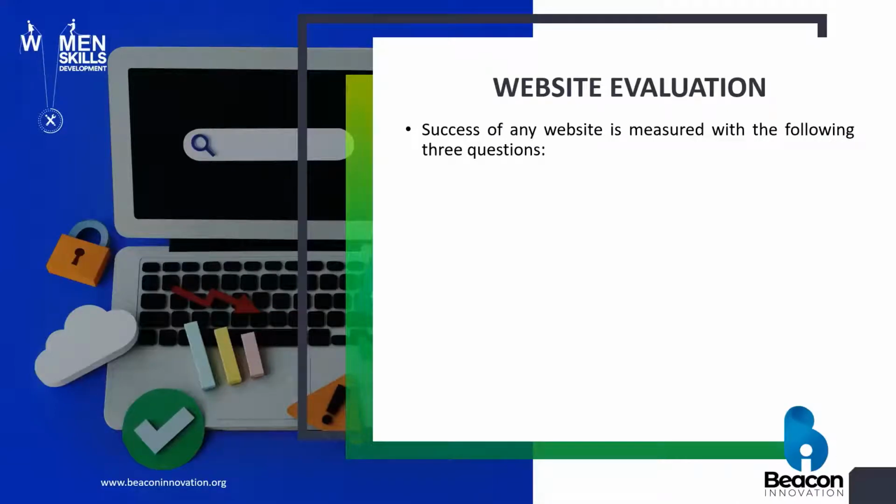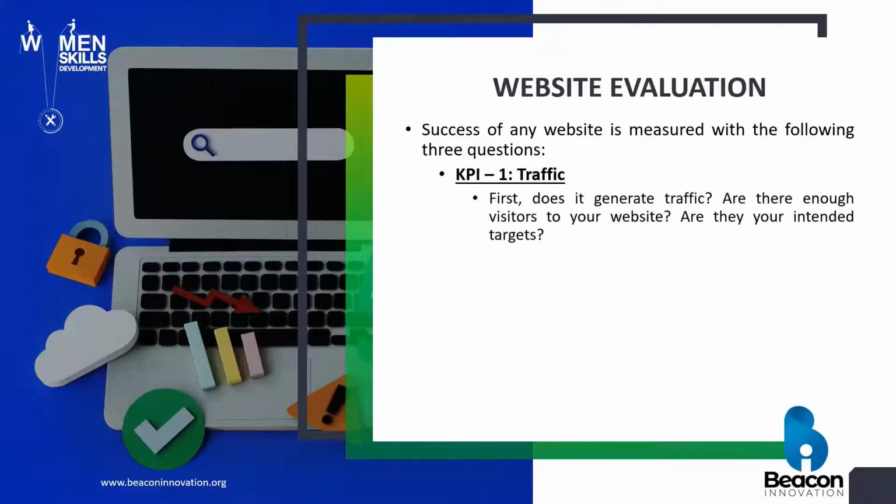The success of any website is measured with the following three questions. You have to ask three questions of yourself. One is traffic: if you have a website, does it generate traffic? Are there enough visitors to your website? If the first answer is yes, then the follow-up question is, you're getting visitors, but are these enough visitors? And are these your intended targets? Like when we were talking about Instagram followers, we discussed whether these are relevant followers. If not, then maybe there's no use of those followers. It may have a good impact that somebody has 10 million followers, but are these relevant? Are they helping you sell your product or not? The same goes for website visitors as well.